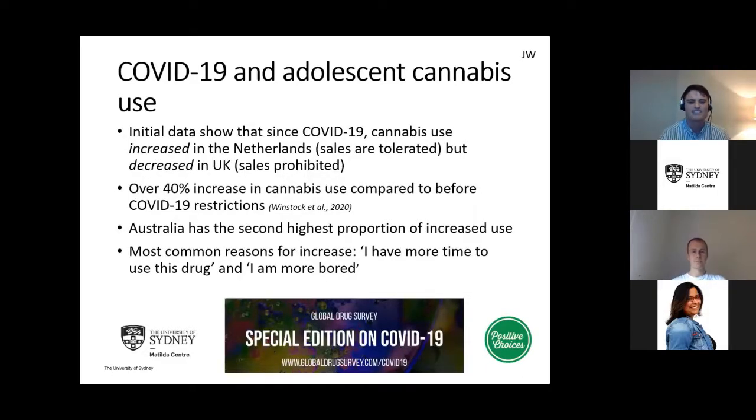So what does the initial data say on how COVID-19 may have impacted on adolescent cannabis use? Well, we can see that there has been a slight increase in use in the Netherlands, but a decrease in the UK. A special report of the Global Drug Survey came out and they reported a 40% increase in cannabis use compared to before COVID-19 restrictions. And Australia has the second highest proportion of that increased use compared to any other country. And the most common reasons for this increase appear to be that people have more time to use a drug or boredom.